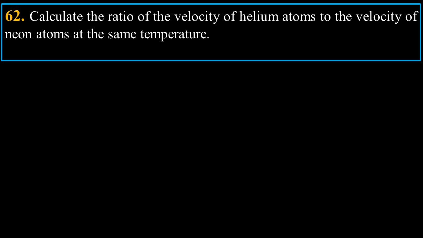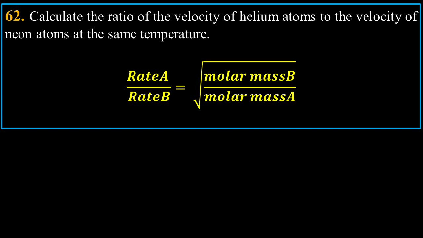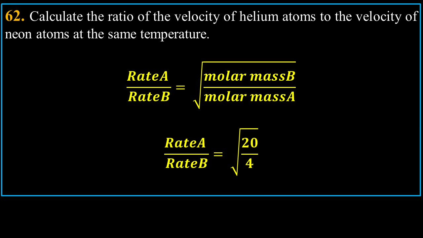Calculate the ratio of the velocity of hydrogen atoms to the velocity of neon atoms at the same temperature. Now you're going to want to put, in terms of molar mass, the larger on top. So the rate or velocity of A divided by the rate of B equals the square root of the molar mass of B over the molar mass of A. You want B to be the heavier one, which is neon. Neon is 20. Helium is 4. So it's going to be 5 to 1.